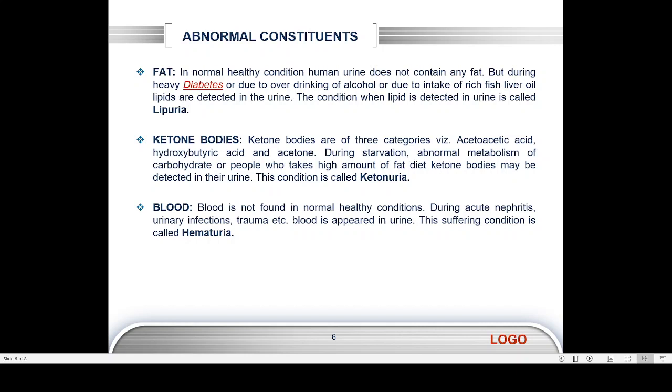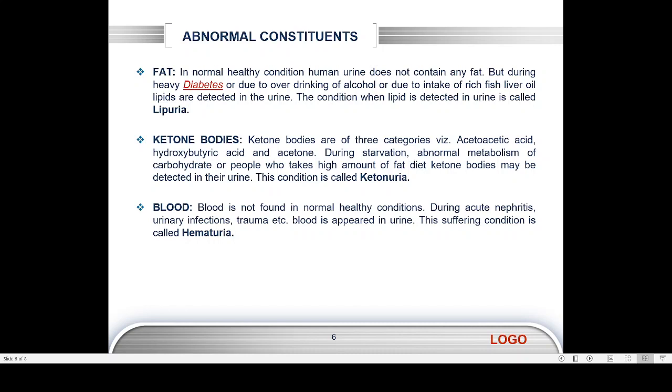Or people who take a high amount of fat diet. So either starvation, abnormal metabolism of carbohydrate, or high intake of fat. Only in these three situations, ketone bodies are present. Ketone bodies are actually formed during fat metabolism. And there are three types of ketone bodies: acetoacetic acid, hydroxybutyric acid, and acetone. And when these ketone bodies are present in your blood, they will also reach your urine. And when ketone bodies are present in urine, we call it ketonuria.